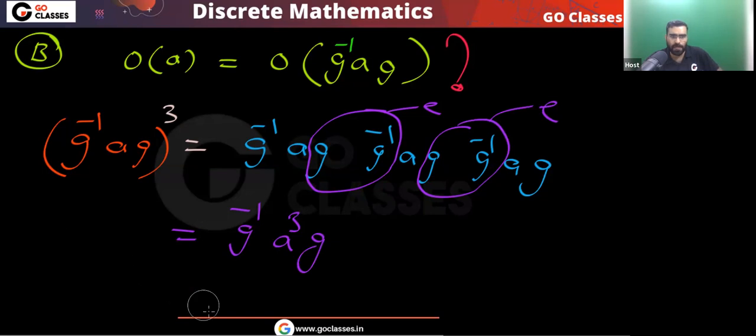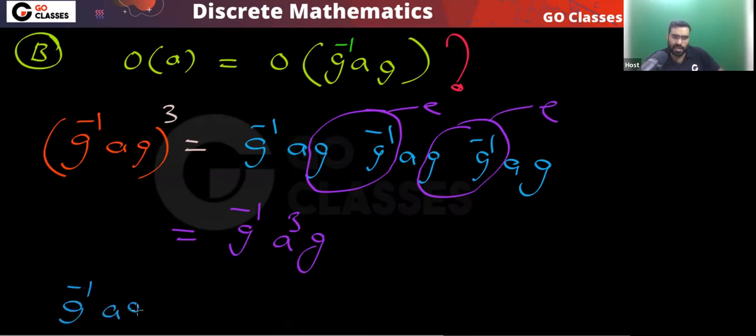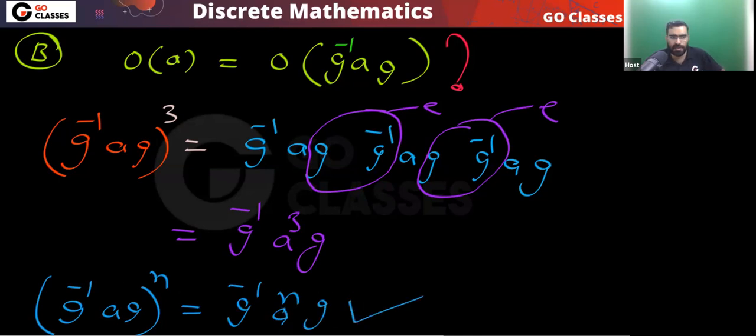So now you tell me, if I have power n, then what will that be? G inverse AG power n will be G inverse A power n G. Okay, like this you can do. Very simple.